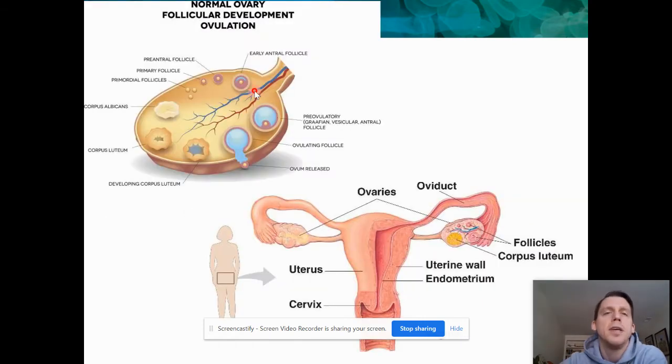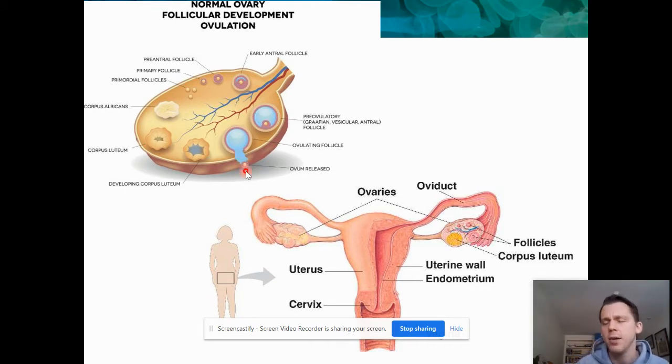Okay, here is egg development. We can see over time the egg is getting bigger. And then here, this one that I'm highlighting, this is ovulation. See how the egg is breaking out of the ovary. This happens about every 28 days.